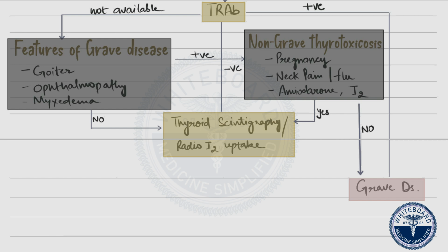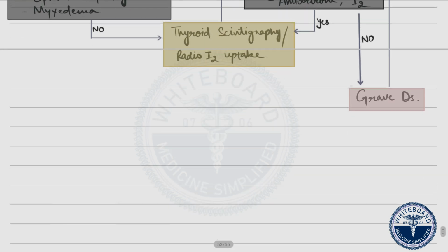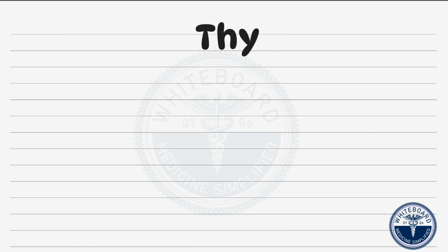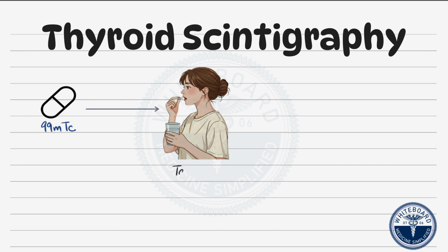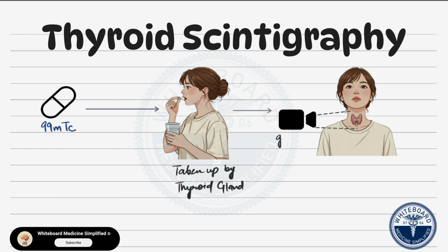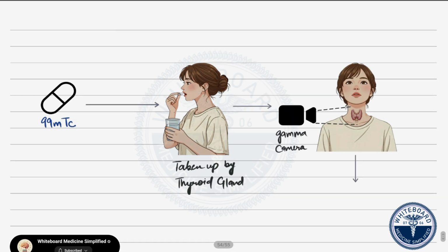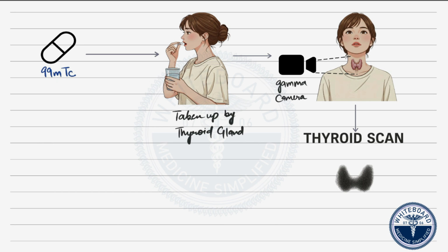This scan does not just confirm that the thyroid is overactive, it tells you why it is overactive. So it points directly to the cause of hyperthyroidism. Thyroid scintigraphy, also known as thyroid scan, is an imaging test where a radioactive tracer, usually technetium-99, is given to the patient. This tracer is taken up by the thyroid gland cells, and a gamma camera then creates an image showing how actively different parts of the gland are functioning.